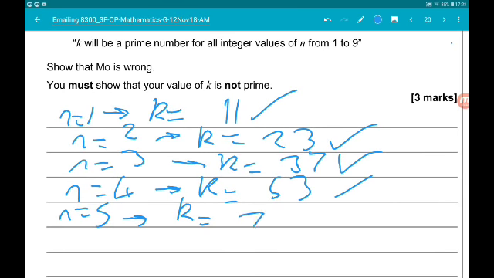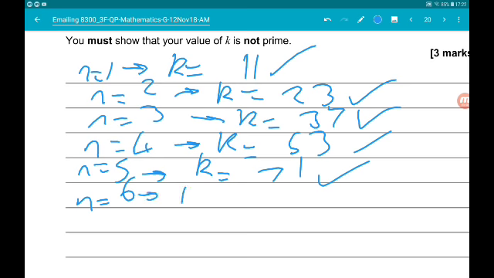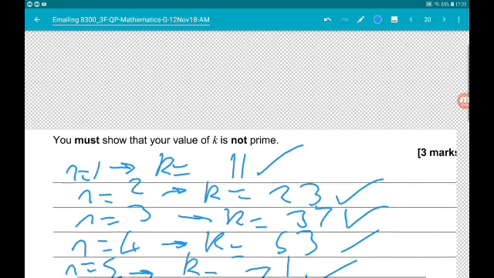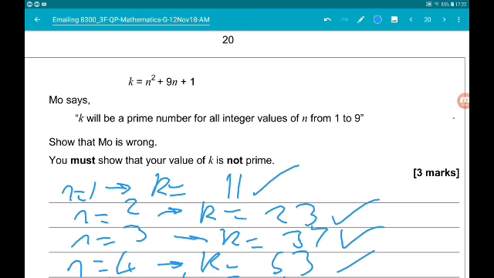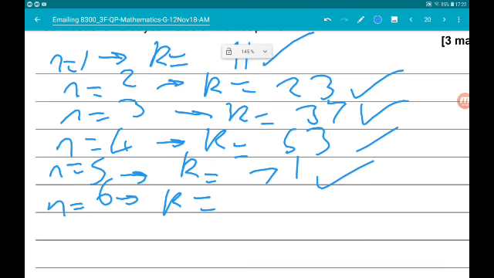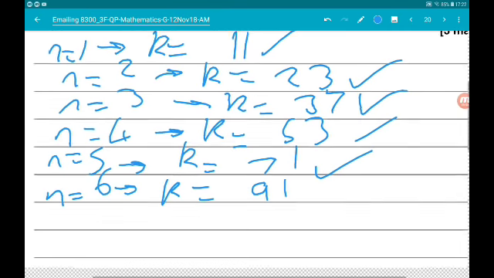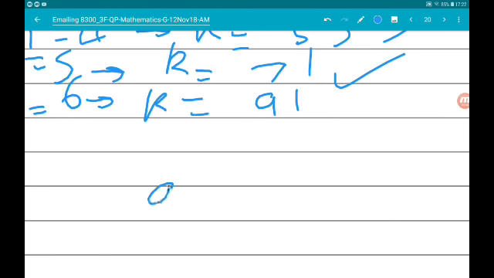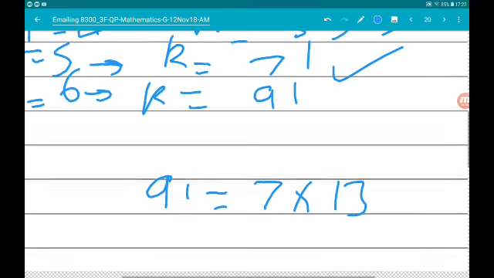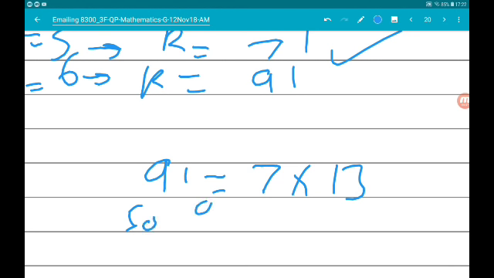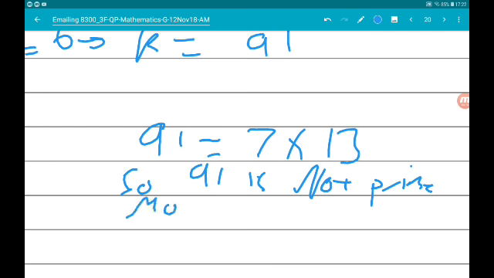When n is 6, k is 36 add 54 add 1, which is 91. Now, 91, if you use your calculator, can be written as 7 times 13. So, 91 is not prime. Mo is wrong. Silly Mo.